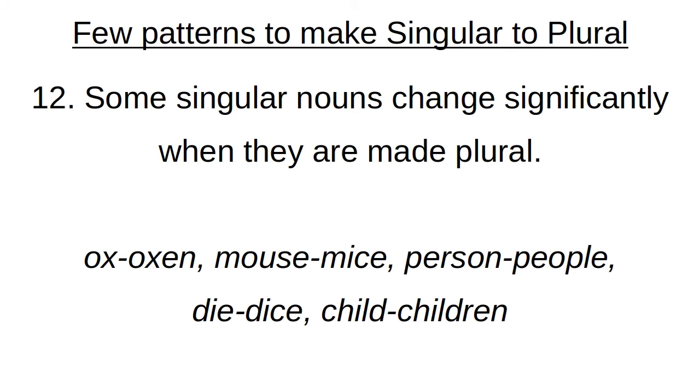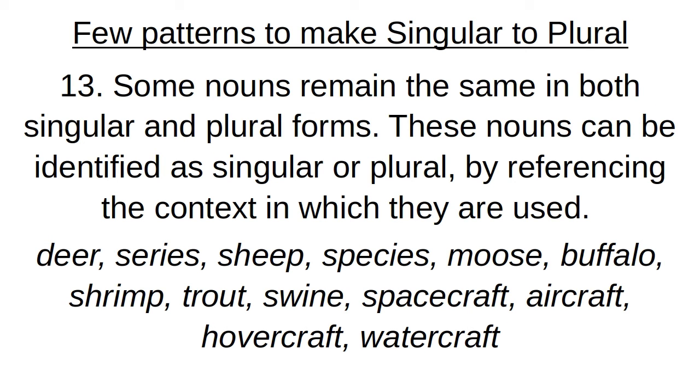There are some nouns which change significantly when they are made plural. Like mouse becomes mice, child becomes children, person becomes people, ox, oxen, die, dice. They change significantly. So these are some of the patterns. Whereas there are some nouns that do not change at all. They remain the same in both singular and plural forms.